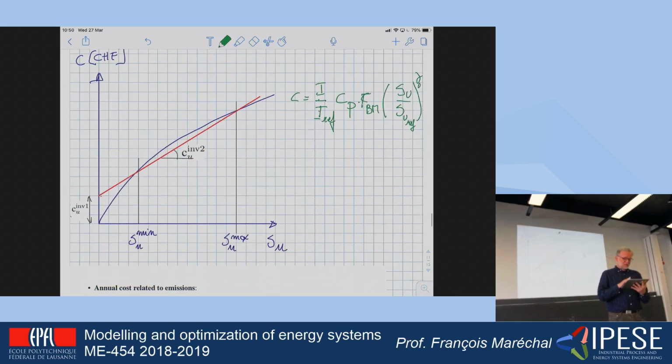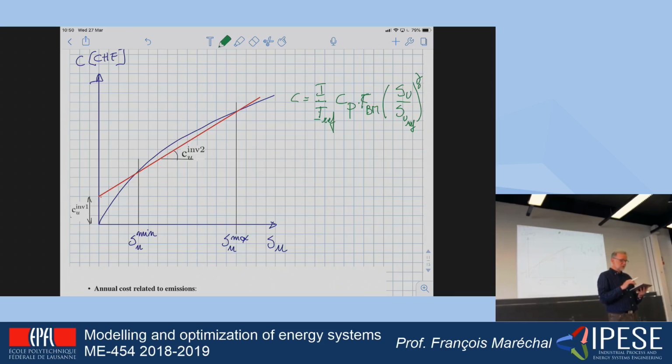And this is a formula that is nonlinear. So you can see that we have an exponent here, and this exponent is typically between 0.6 and 0.8. Okay, so it's not 1, which means that the cost is not a straight line. Okay. Now, if I want to go fast in making my calculations, I would like to avoid having nonlinear terms. So what I'm going to do now is that I'm going to linearize the cost formula, and I'm going to replace the blue curve by the red one, which is the straight line.